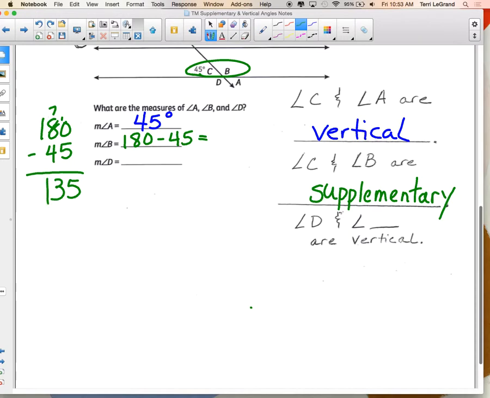Should we do that? Because now what has to be true? If we went with your answer, Sammy, would the 35 and the 45 combine to be 180? No, they'd only combine to be 80, wouldn't they? So that's why we can't forget about that. We didn't have to borrow from that 1, so it's still there. So we're going to say that the measure of angle B is 135 degrees.